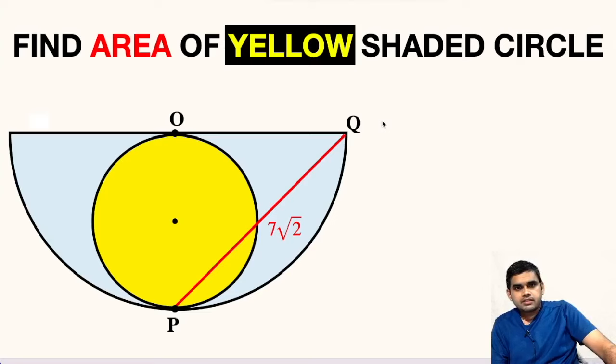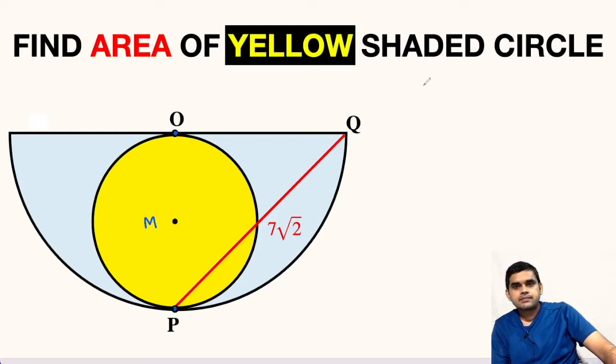In this question, we have a semicircle with center at O, and inside it we have a circle shaded in yellow color. Let its center point be M. O and P are the points of contact between this semicircle and the yellow circle. PQ, this line segment, measures 7 root 2 units, and we are asked to find the area of this yellow shaded circle.